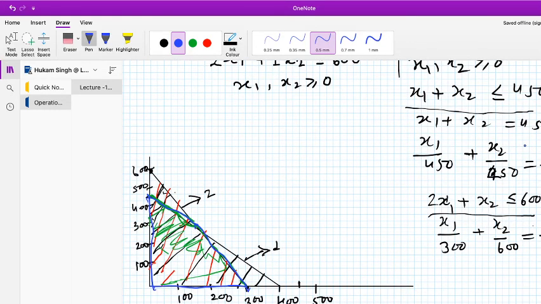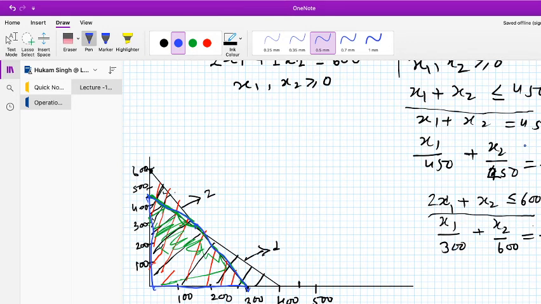But here in this common region, there are infinitely many points that satisfy all the constraints. So out of those infinitely many points, we have to select the points that are going to give the maximum value of the objective function. So again, let me repeat. Out of infinitely many solutions, we have to pick a solution or a point that gives us the maximum value of the objective function.